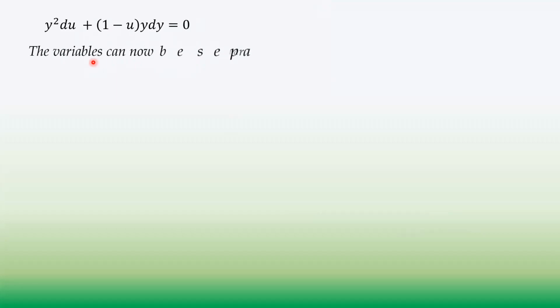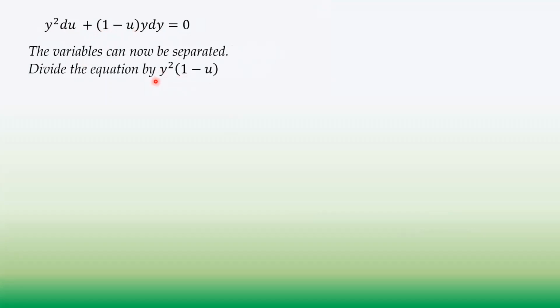Okay, tuloy natin. Again, we have y squared du plus the quantity 1 minus u y dy equals 0. So the variables can now be separated. Kasi ayan na, nakita natin ito ay y squared du. Dapat nakasama niya ay u. Ito naman, dy dapat nakasama y. So nagkapalit yung variables nila. So pwede tayo dyan mag-separate by dividing the equation by y squared and 1 minus u.